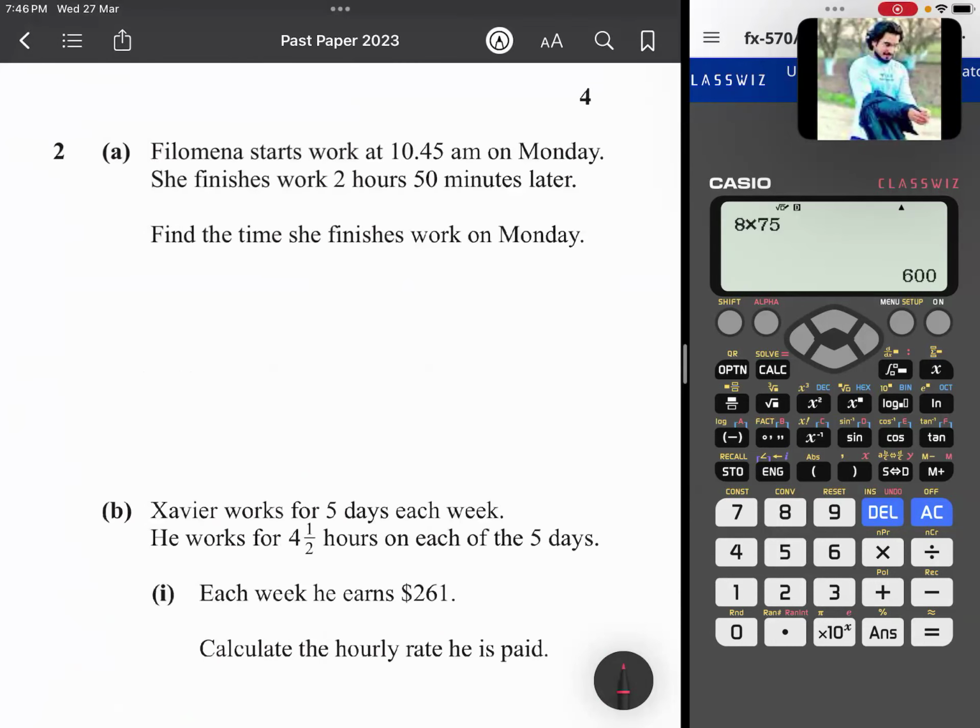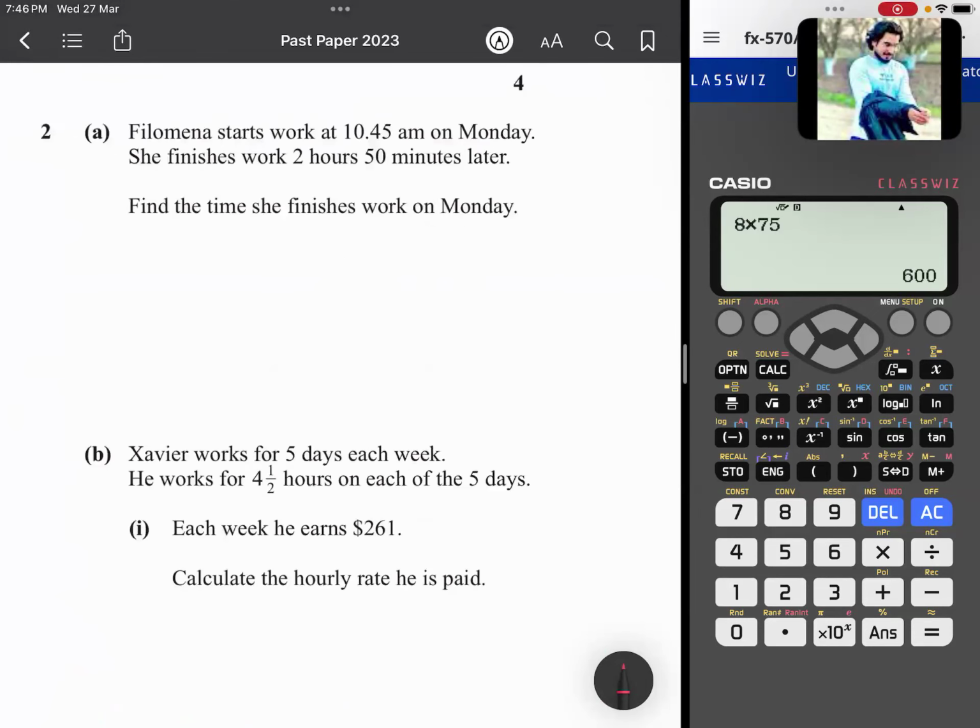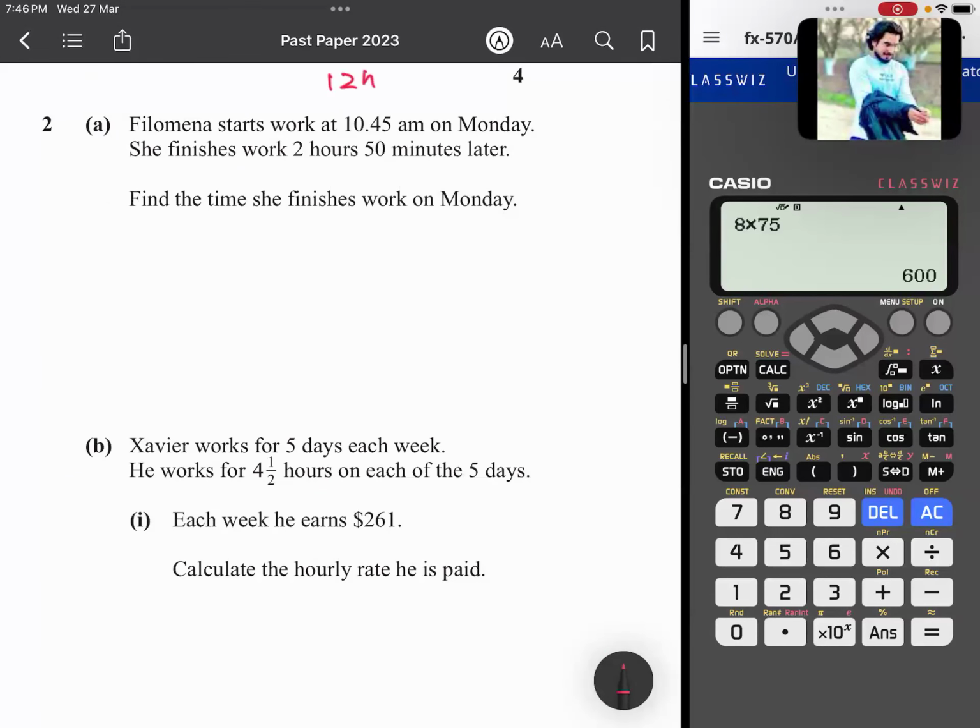Philomena starts work at 10:45 a.m. on Monday, so it is 24 hour format. She finishes work 2 hours and 50 minutes later. Find the time she finishes work.